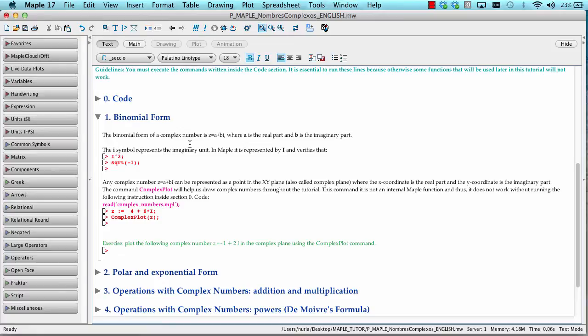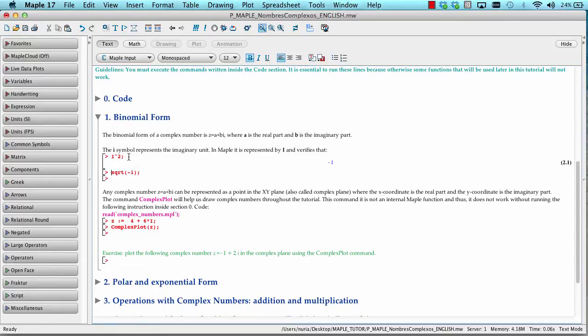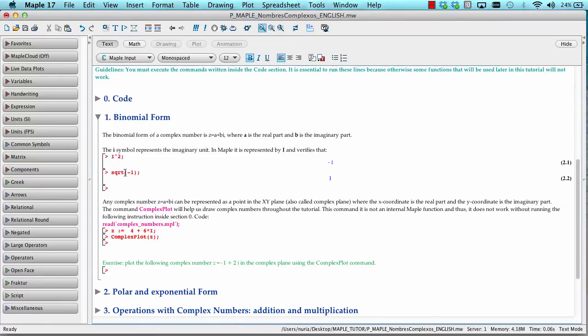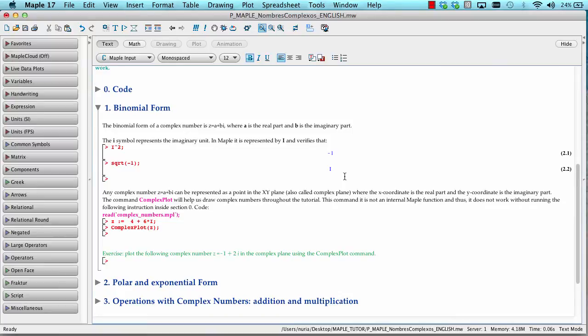numbers. The binomial form of a complex number is just z equal to the real part a plus the imaginary part and the imaginary unit, where the imaginary unit, we usually write it by i, but in Maple it is capital I. So its property is that i squared is -1, and you see that if we say to Maple compute the square root of -1, it returns capital I. So whenever we want to use the imaginary unit in Maple, we are going to use the capital I command. Okay.